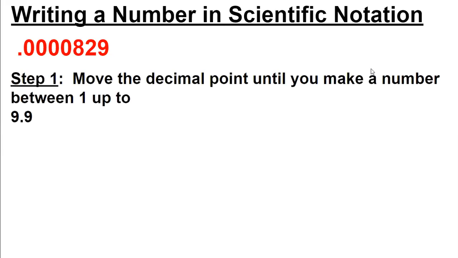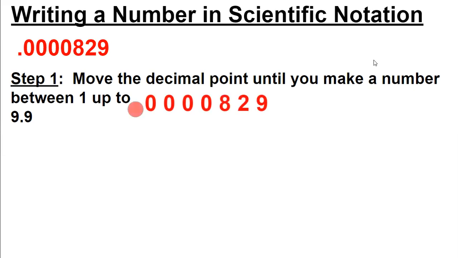This one is 0.0000829. We want to write this in scientific notation. Go ahead and pause the video. Try it first on your own, then come back and watch me do the correct steps. Okay, step 1, move the decimal point until you make a number between 1 and up to 9.9 or 9.99, as long as it's lower than 10.